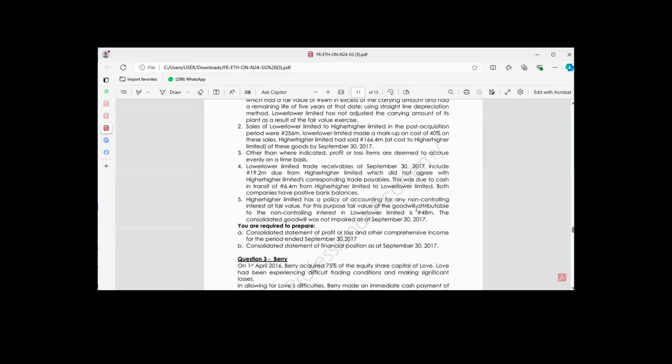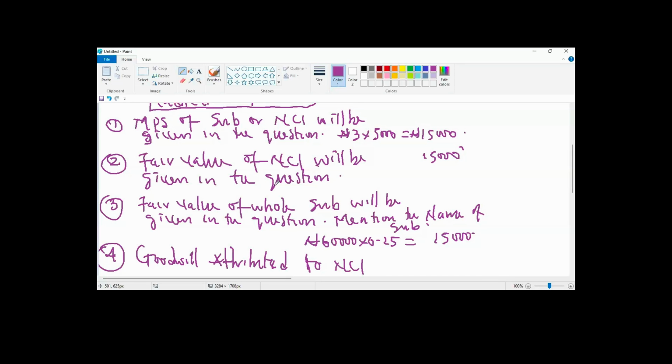So, my brothers and sisters, it's only 4 ways, and these 4 ways can be tested on fair value. These are what I will see in the question to tell me that it is fair value. It's either you give market price per share, or the fair value of NCI, or goodwill attributed to NCI, or the fair value of the whole subsidiary. That is all.